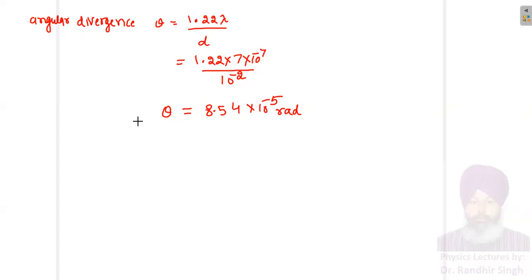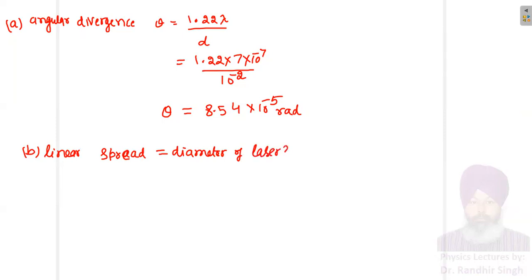Next we are to find the linear spread. This was the A part of the numerical, and B part is the spread. Sorry, it is not areal spread, so let me correct it. It is the linear spread. Linear spread is actually the diameter of the laser spot at the moon surface.